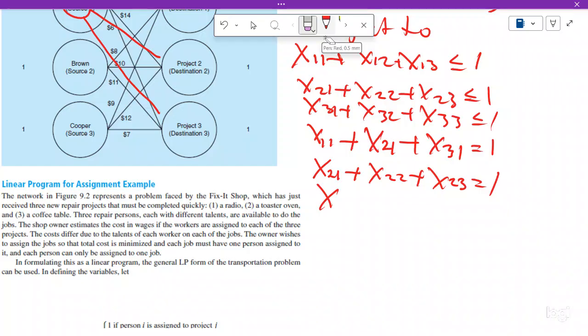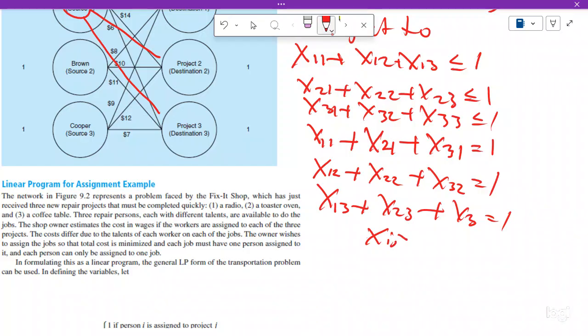Opposite of that: x12, then x22, then x32. So if you do it as the opposite, you'll see it. So x13, isn't it? x13 plus x23 again plus x33 equals 1. Then xij greater or equal to 0.